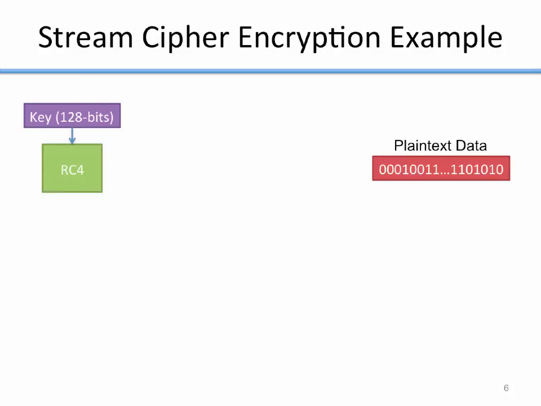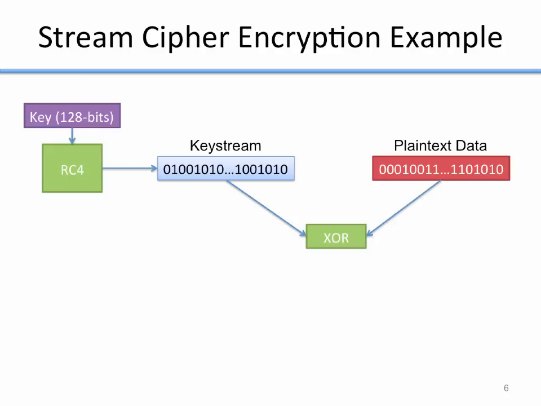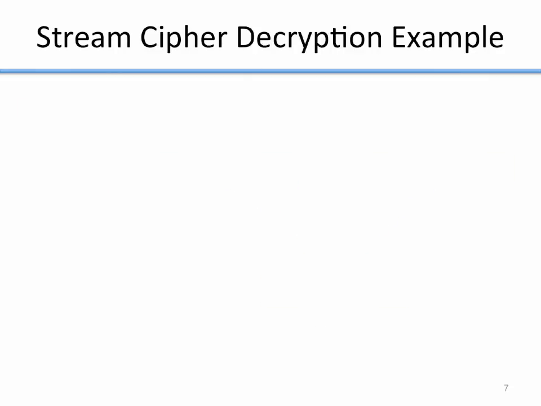We're going to feed that into our stream cipher. In this example, I'll use RC4, and RC4 is going to produce a key stream, which remember is a pseudo-random stream of bits. Pseudo-random meaning it looks random, even though it's not really random. Then we take the key stream and the plain text data, and we exclusive OR it together, and we get ciphertext.